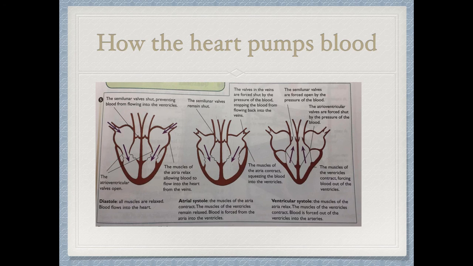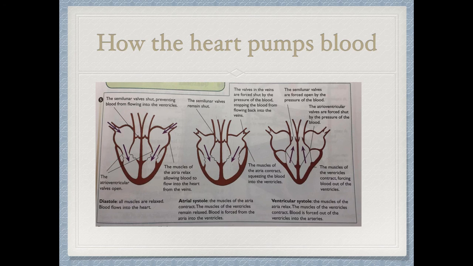Now the next stage is atrial systole. The muscles of the atria contract. The muscles of the ventricles remain relaxed. Now this causes the blood to be forced from the atria into the ventricles. The semilunar valves remain shut. The valves in the veins are forced shut as well, either from the pulmonary vein or the vena cava, to prevent the blood from flowing back into the veins. That's pretty straightforward. The muscles of the atria contract, squeezing the blood into the ventricles.